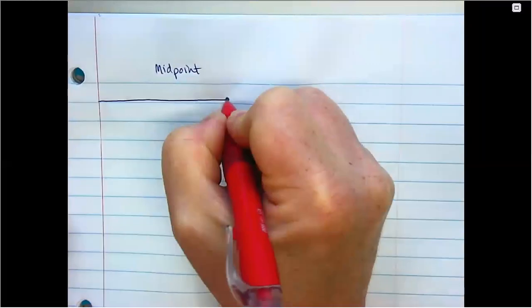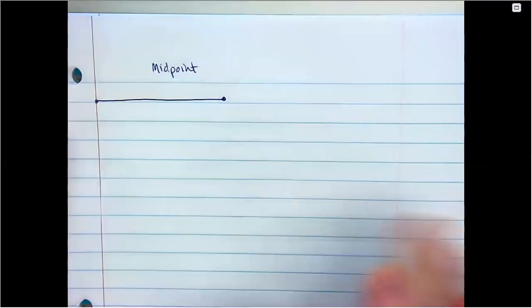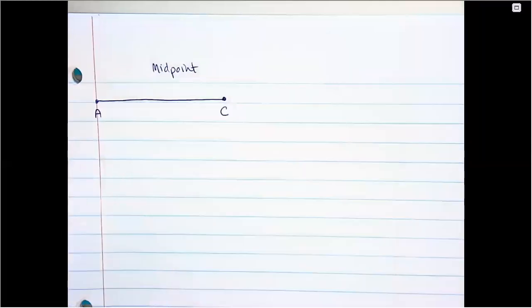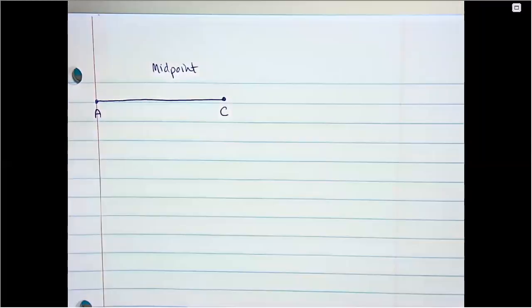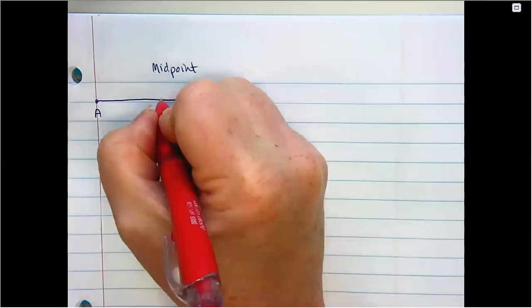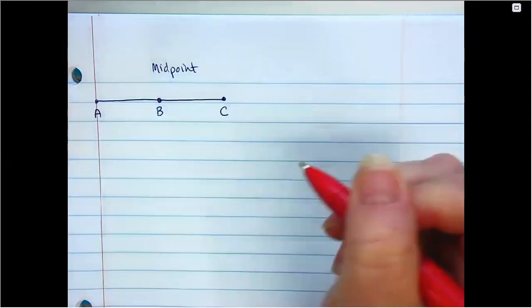Midpoint. So now we're going to draw AC again. Somebody unmute yourself and tell me where you would expect to find the midpoint. Okay, there's 19 of you. Somebody unmute yourself. Where's the midpoint? The middle. In the middle. Yep. So let's put a point in the middle. We'll call it B.